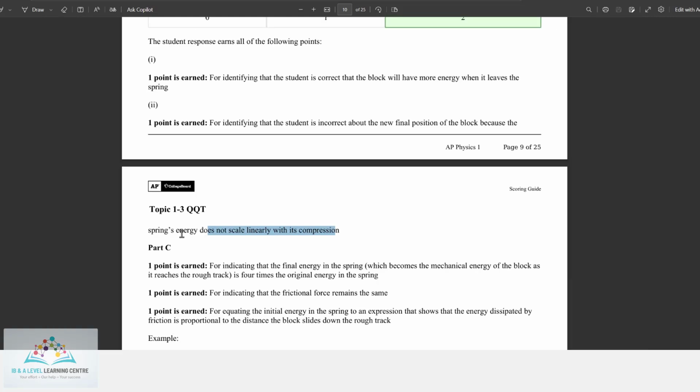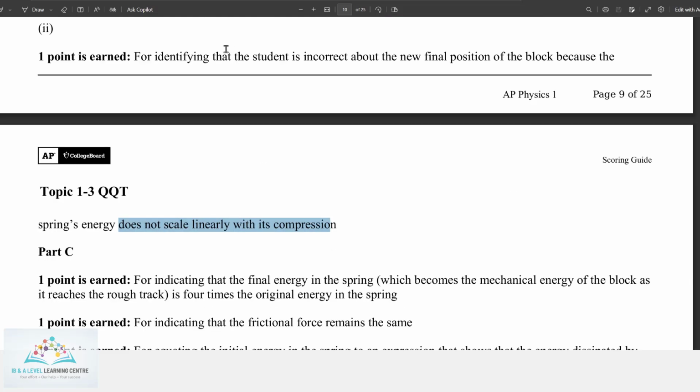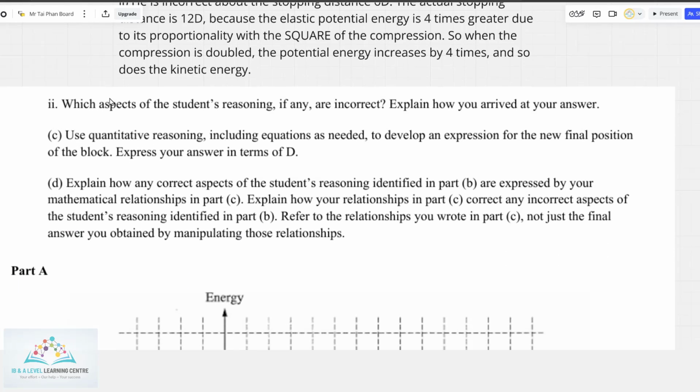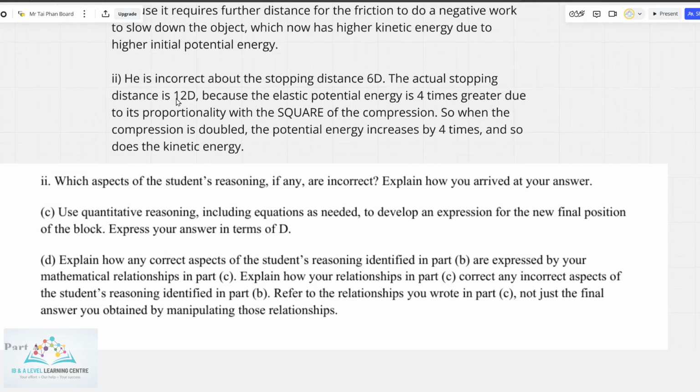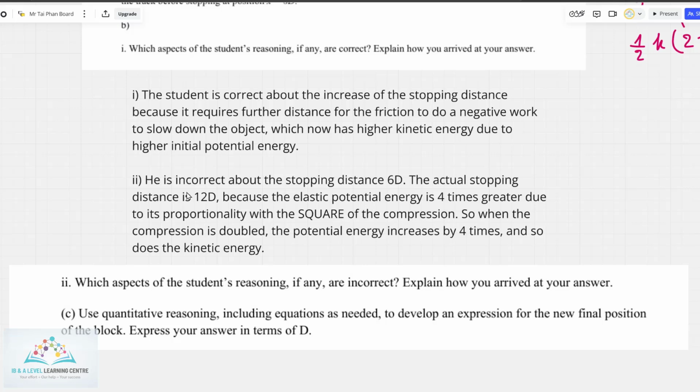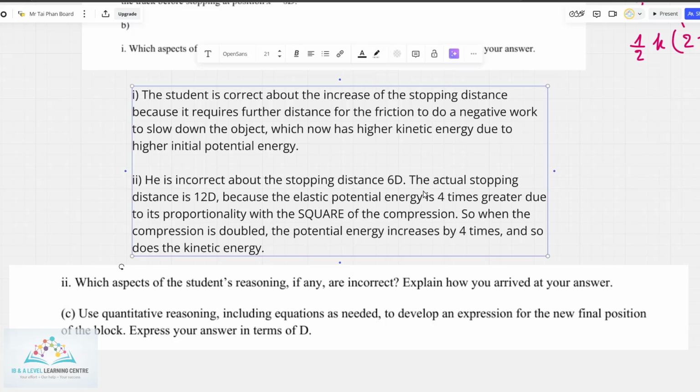Okay, it does not scale linearly, but quadratically. Question C: Use quantitative reasoning and clear equations as needed to help develop a definition for the new final position of the block. Express your answer in terms of D. I already did that here, which means that in question B2 you do not need to mention 12D. You just need to say that the stopping distance is greater than 6D because of the proportionality with the square of the compression, not the compression itself, not the linear relationship.